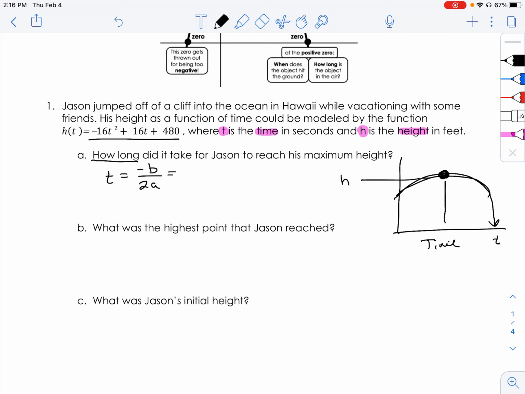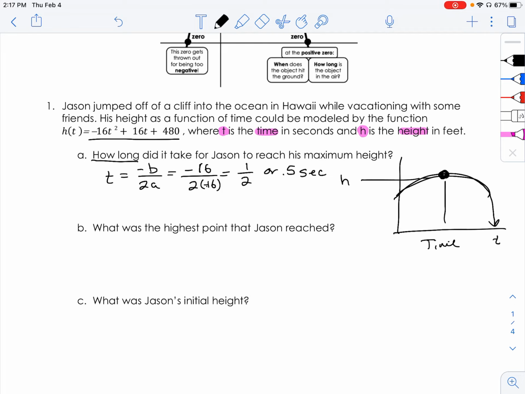So negative b over 2a, which is negative 16 over 2 times negative 16. If you put this in your calculator, you get 1/2, or as a decimal, 0.5. And since it's time, we're going to say seconds. So that's how long it took to get to the maximum height.